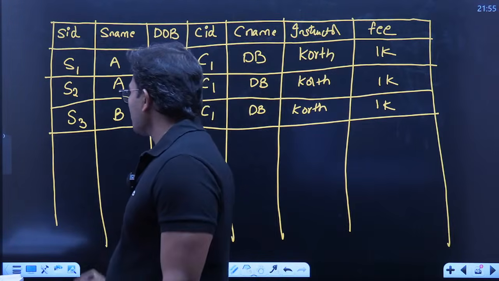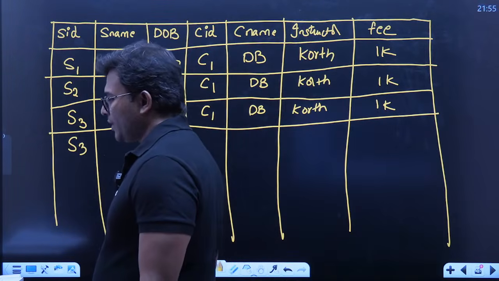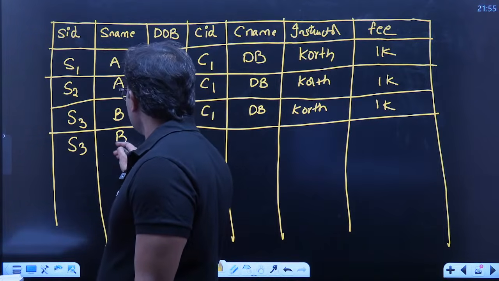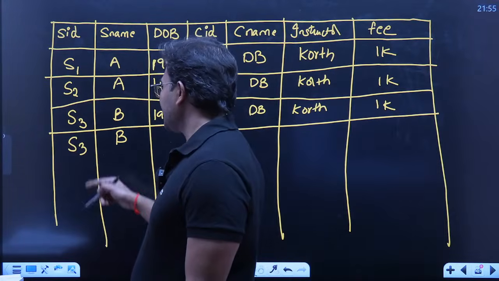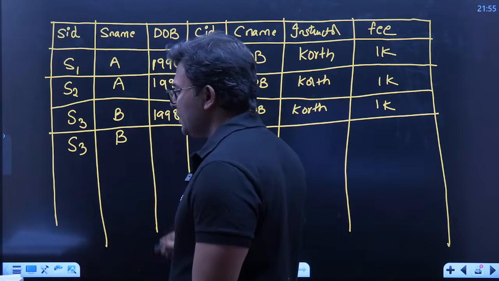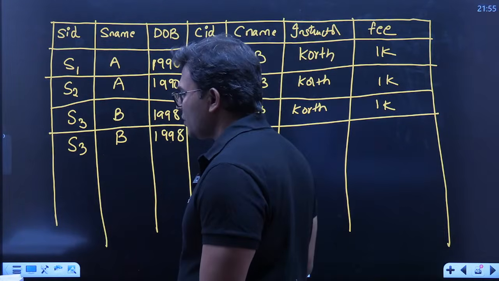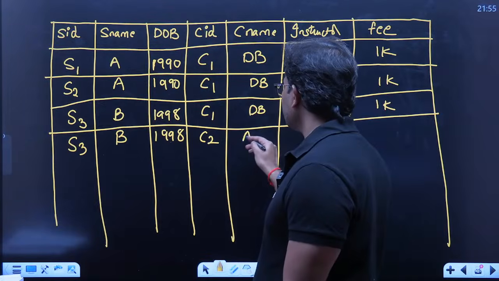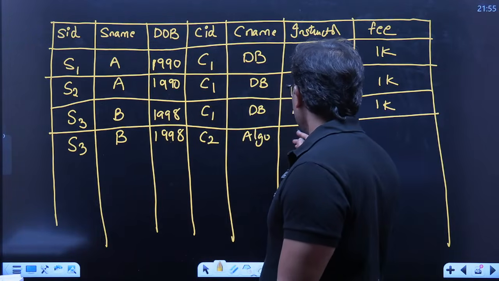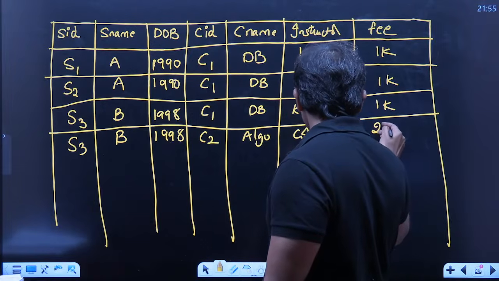And then there is one more student, S3, and the name is B. There is one more row. I'm writing S3, and the name is B, and his date of birth is 1998. Why am I writing again? Because he has enrolled in a different course. Course number 2, let us say, which is algorithms, and the author is Cormen. Let us say algorithms is costly, 2K.